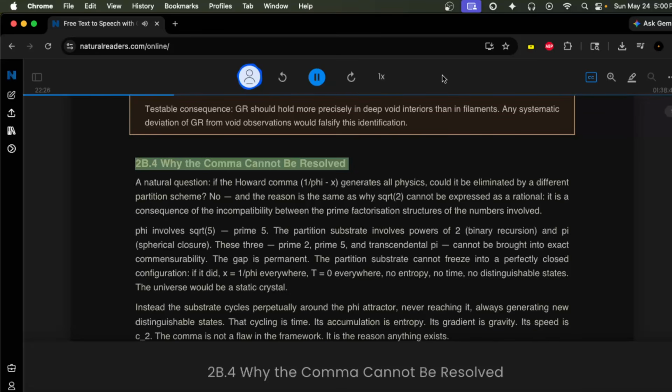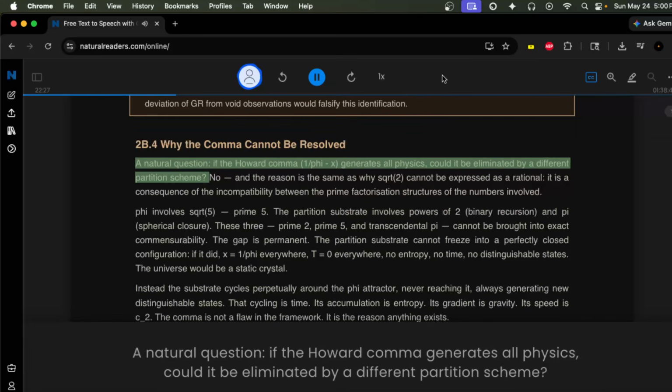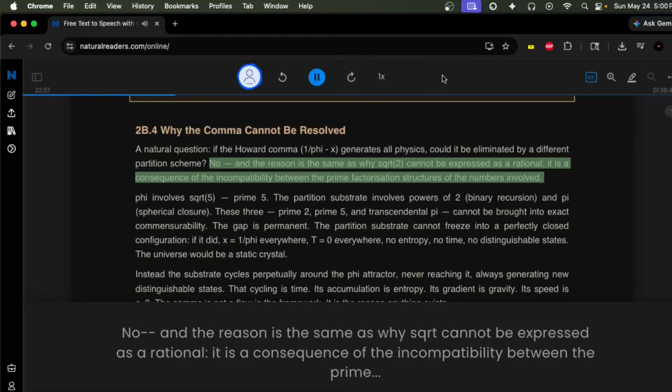2b.4 Why the comma cannot be resolved. A natural question: if the Howard comma generates all physics, could it be eliminated by a different partition scheme? No, and the reason is the same as why √2 cannot be expressed as a ratio of integers. It is a consequence of the incompatibility between the prime factorization structures of the numbers involved.